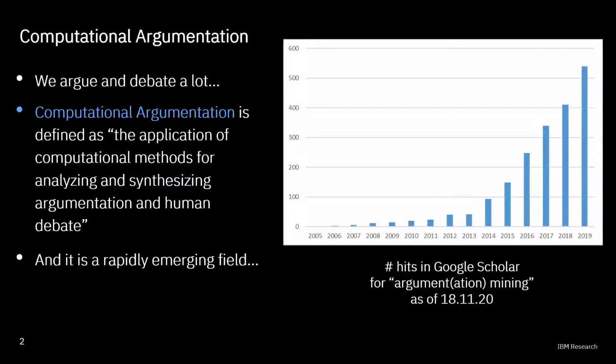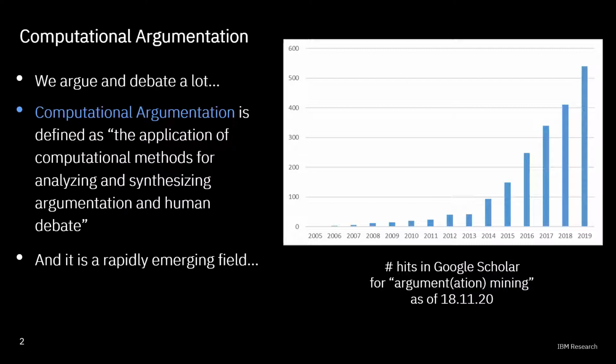What this tutorial is about: argumentation and debating are really fundamental capabilities of human intelligence. They are essential for a wide range of human activities that involve reasoning, decision making, or persuasion, and are common to all human societies. Computational argumentation is defined as the application of computational methods for analyzing and synthesizing argumentation and human debate. This field has been rapidly evolving over the last few years.